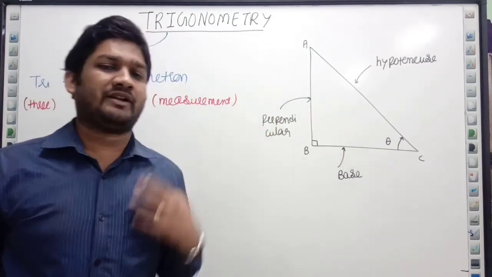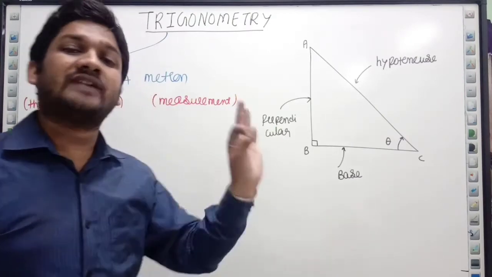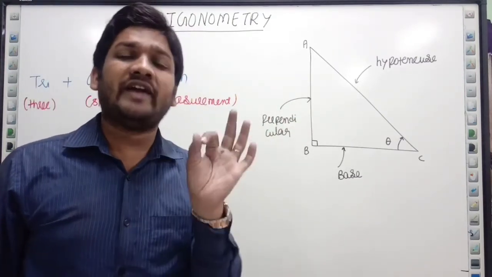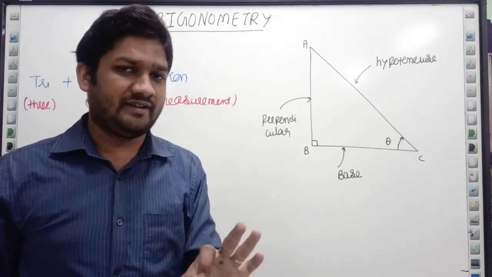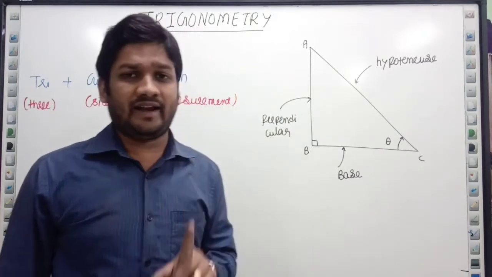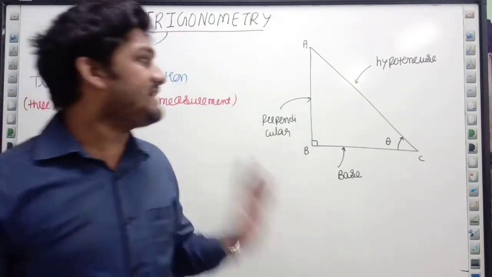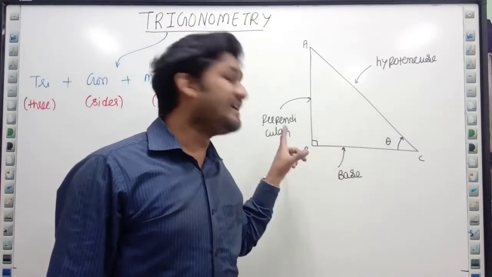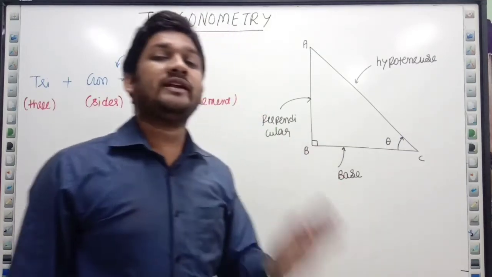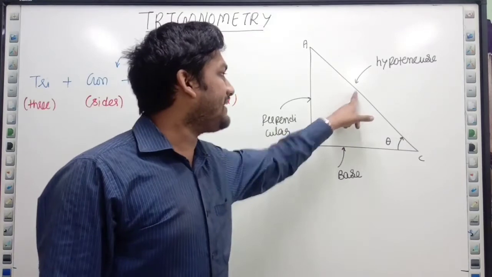In this chapter we are only concerned with the right angle triangle. And what is the right angle triangle? In any triangle, if one angle is 90 degrees, then the triangle is a right angle triangle. And in a right angle triangle the sides are namely hypotenuse, base and perpendicular. What is hypotenuse? Hypotenuse is the side that is opposite to the right angle.